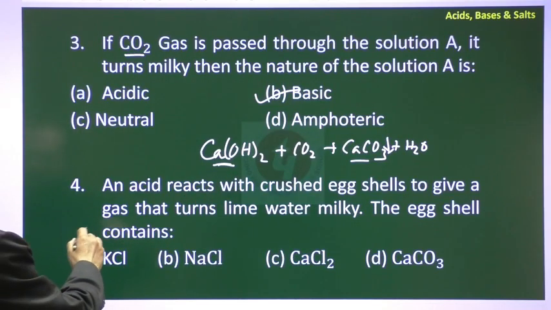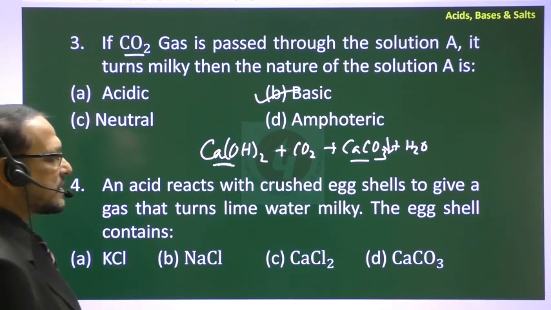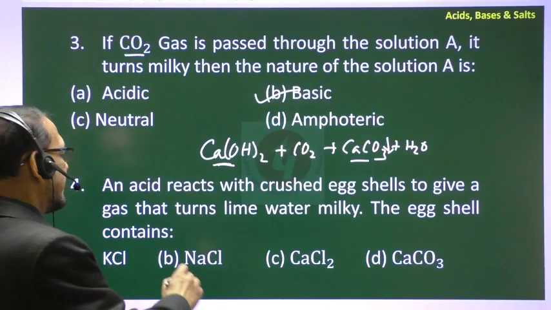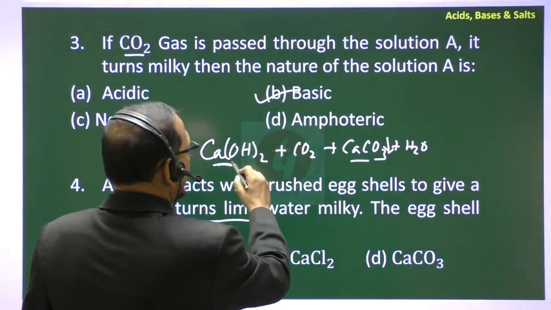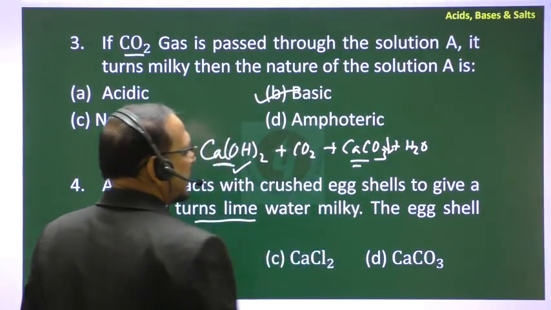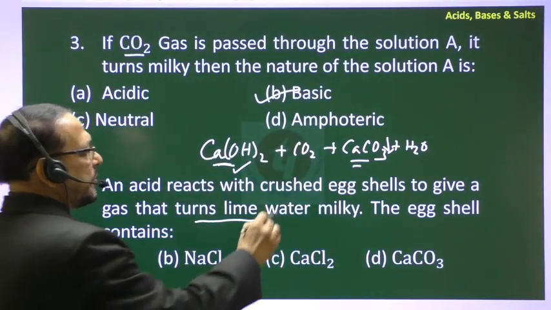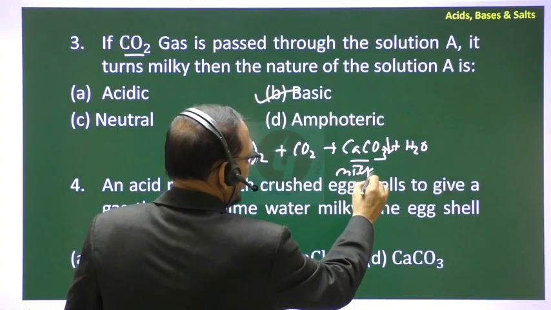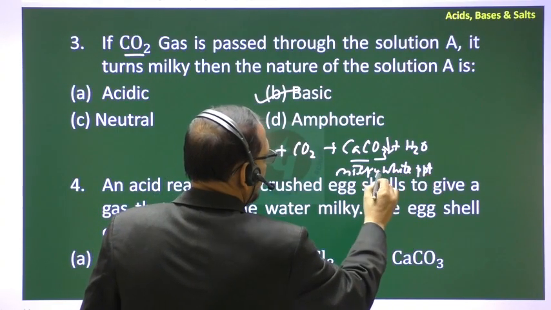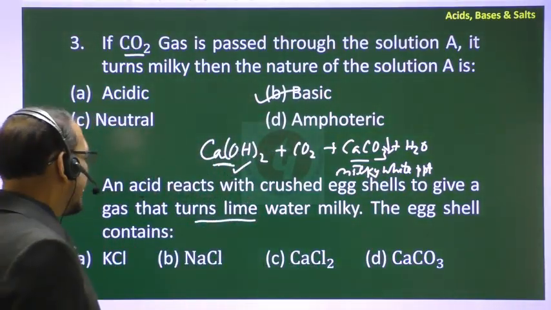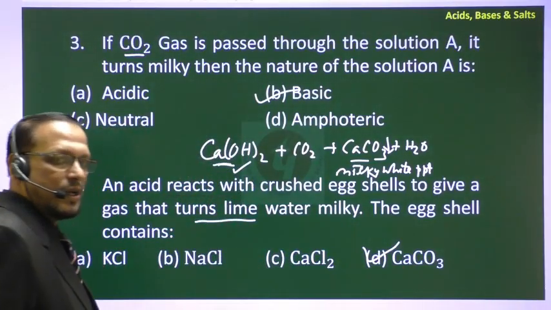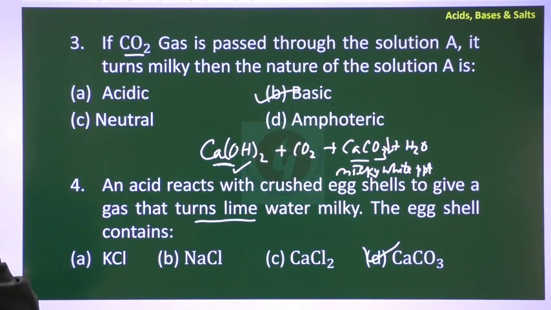Next question is, an acid reacts with crushed eggshell to give a gas. That gas turns lime water milky. Same thing, lime water turning milky is due to the formation of calcium carbonate. This is the milky white PPT. PPT means precipitate, shortly we write PPT. The eggshell contains calcium carbonate, or limestone as we used to say.